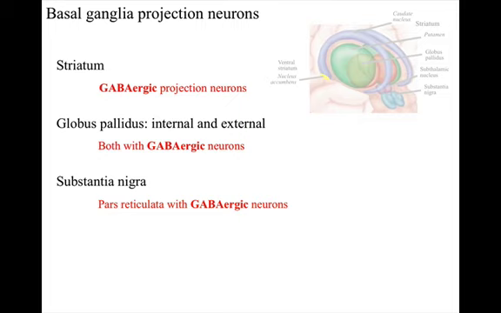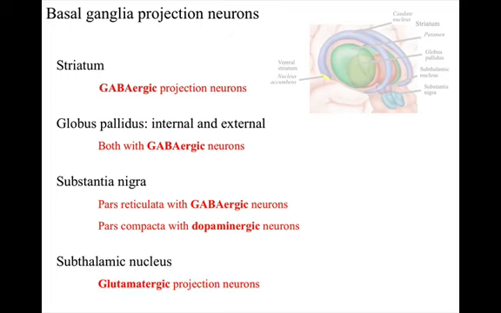Their neurotransmitter is GABA, they're GABAergic projection neurons. And in fact this applies to the striatum, the globus pallidus, and the pars reticulata of the substantia nigra. However, the projection neurons in the pars compacta of the substantia nigra are in fact dopaminergic. The projection neurons in the subthalamic nucleus are actually excitatory.